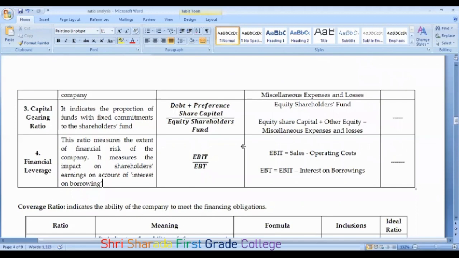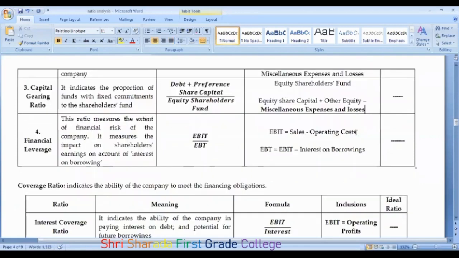So what is equity shareholders fund here? Equity shareholders fund is nothing but equity share capital plus the other equity minus miscellaneous expenses, and always remember, whenever there is a share capital, these miscellaneous expenses and the losses will be deducted.